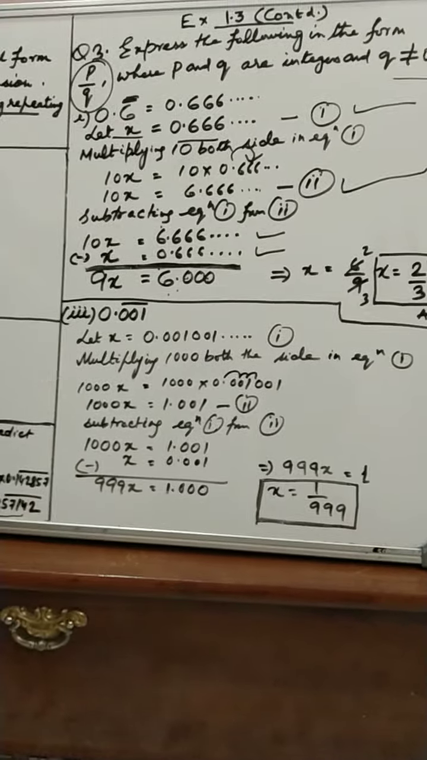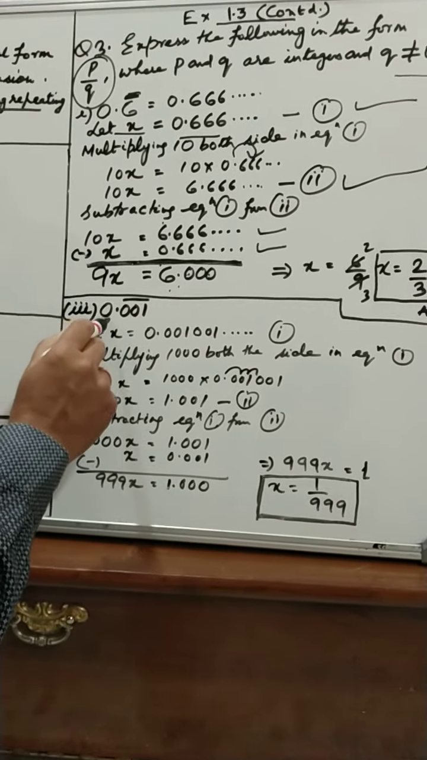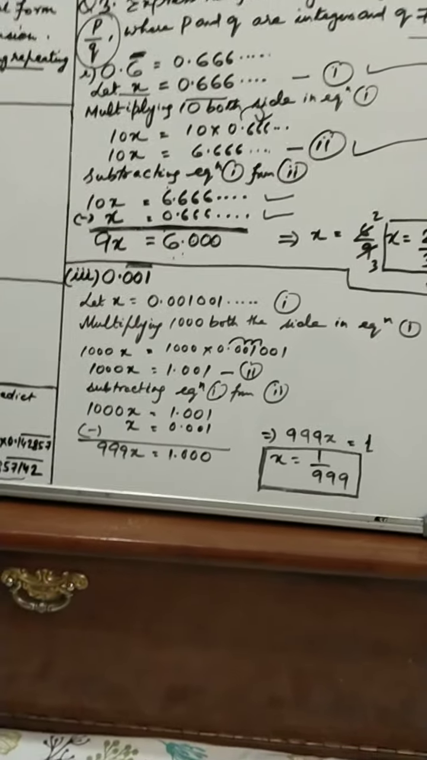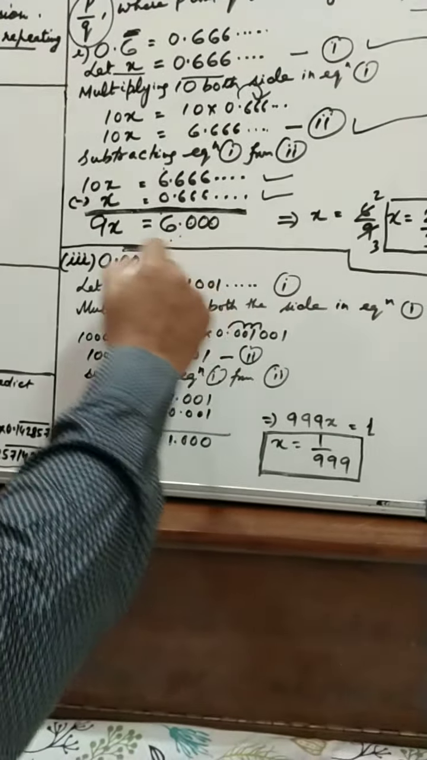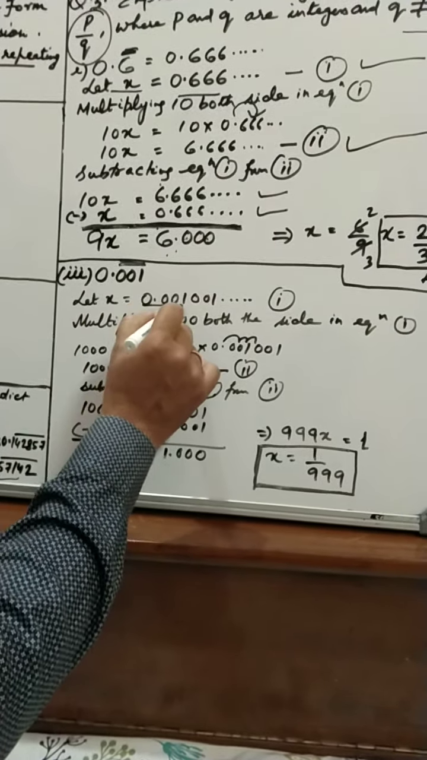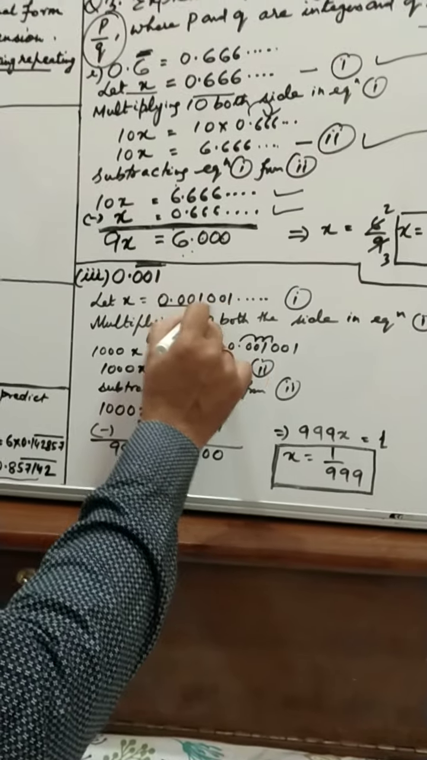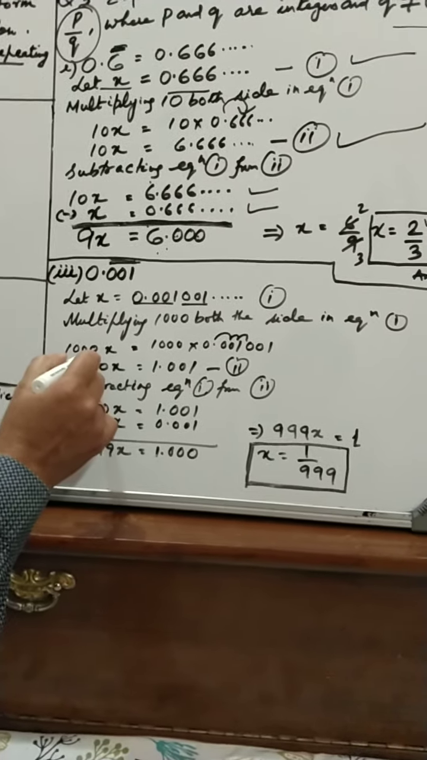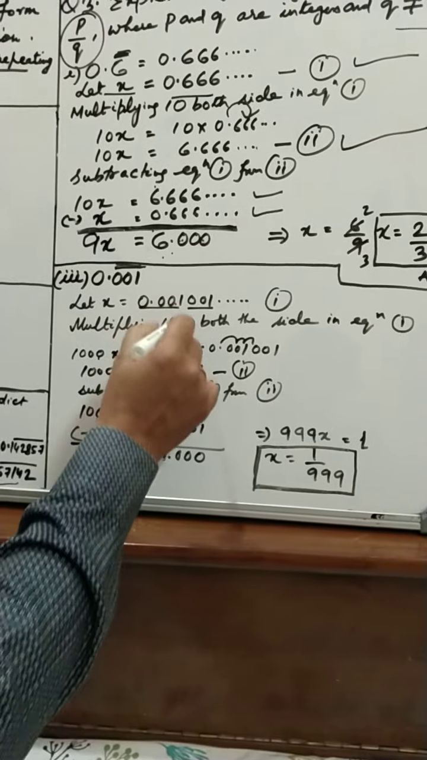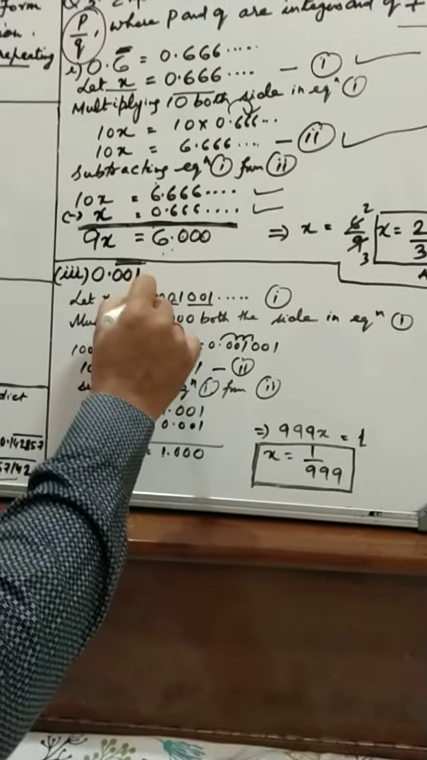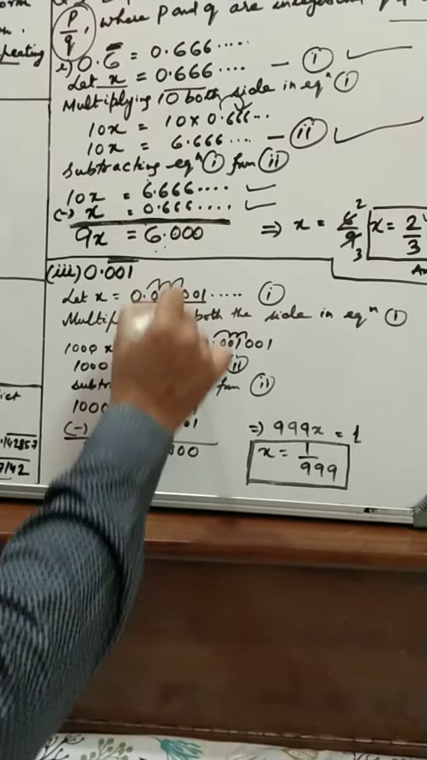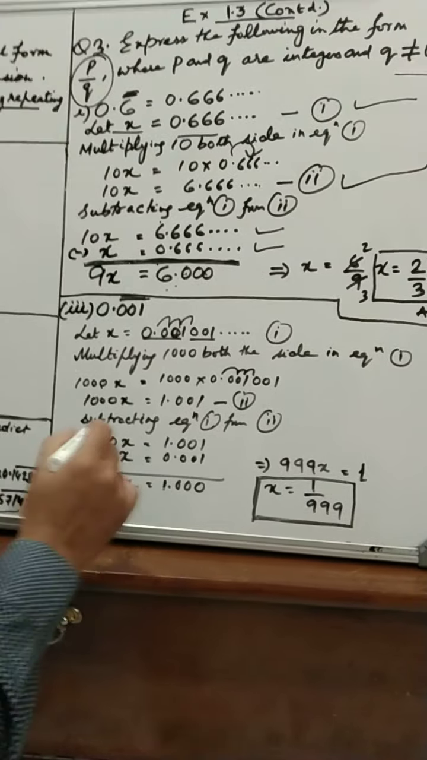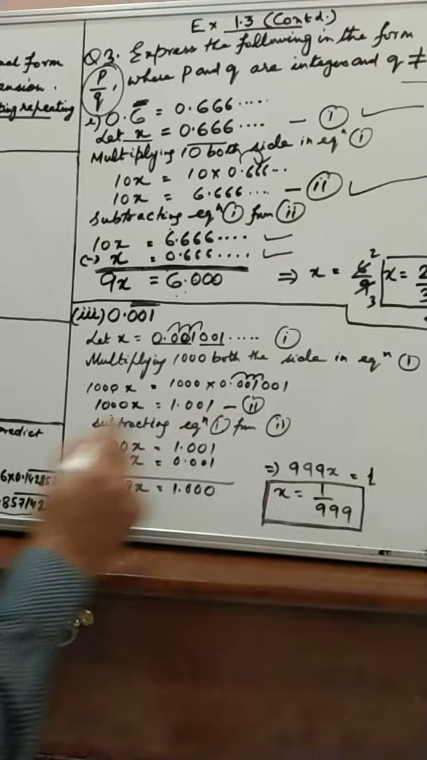Fine. Similarly, the next question is 0.001 with a bar on 001. So what we will do? We take let x equal to this much. Now 0.001, this is the repetition, again 001. Fine. Now multiplying 1000 on both sides, x into 1000 becomes 1000x, and if I multiply by 1000 here also, the decimal will go and it will become 1.001. You see 1000x equals 1.001. Now this is equation number 2.